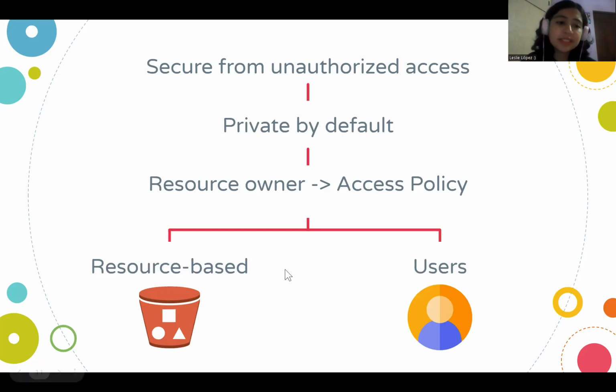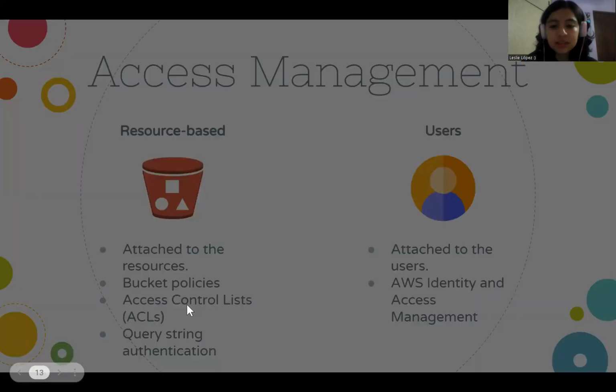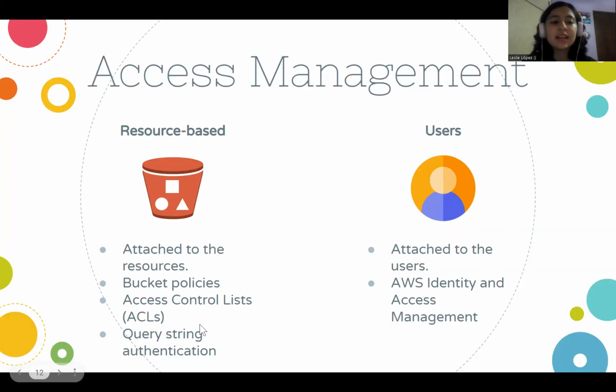Actually, there are two types of policies: the resource-based policy and the user policy. The resource-based policies are those policies attached to the resources, such as buckets and their objects. A bucket policy is the one that grants certain permissions according to the associated bucket. This means that the bucket policy is in charge of determining which actions and operations are permitted and which aren't. The access control lists are policies written in XML format and are the ones in charge of defining which accounts and groups have access to those resources. And the query string authentication grants temporary access to certain users.